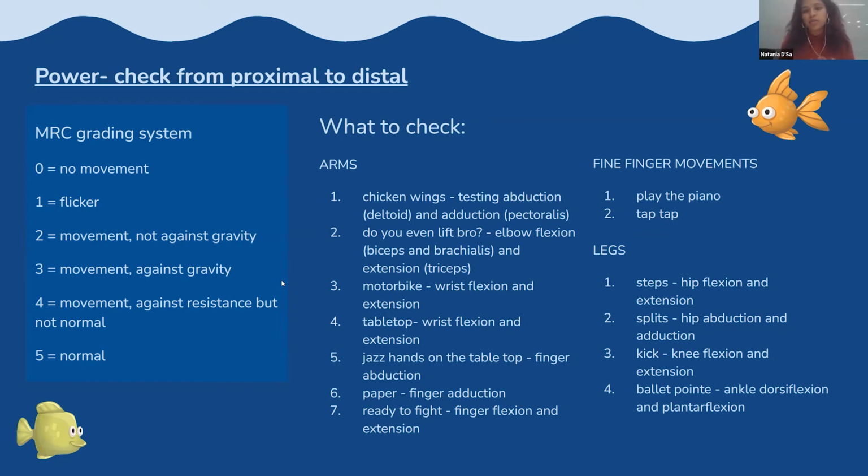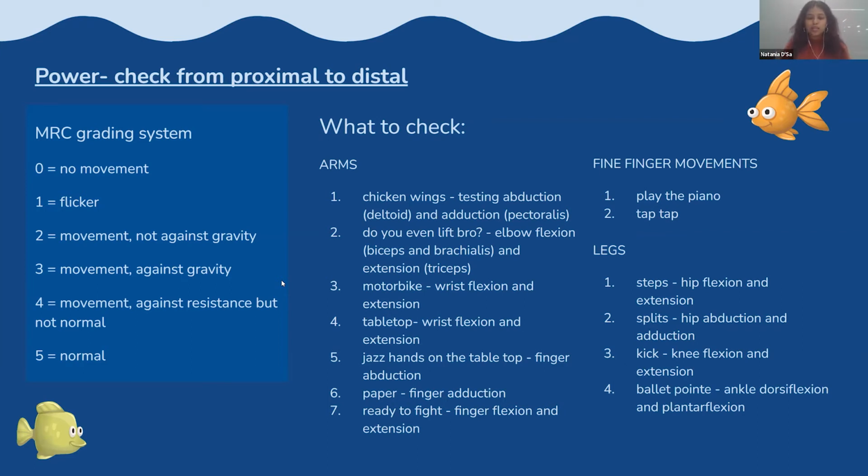And then number 7, which is a ready to fight stance here, and you're going to be testing their finger flexion and extension, whether they're able to curl in and whether they're able to stretch out, once again with that resistance. For fine finger movements, we're not really doing resistance, we're just observing what they're capable of doing. So for example, playing the piano, just these general finger movements and seeing how they go. The tapping is you're going to go from each finger and press it down to the thumb and do that for the other side as well.